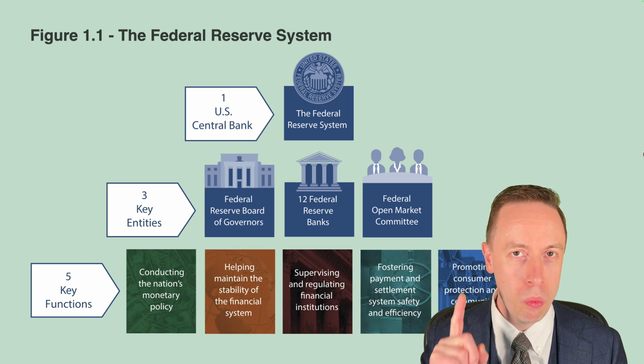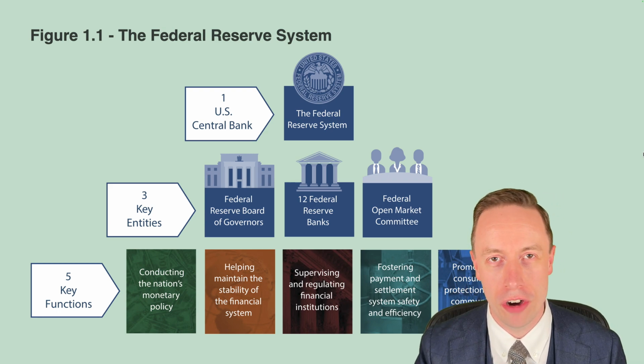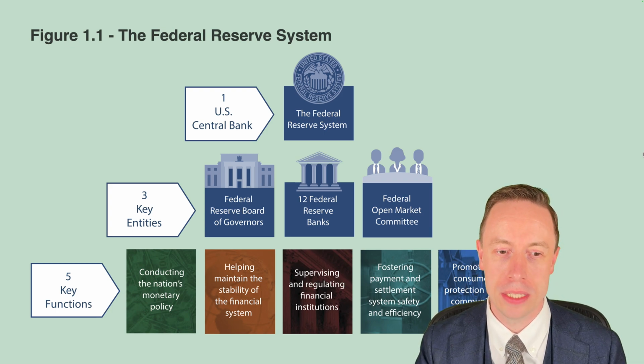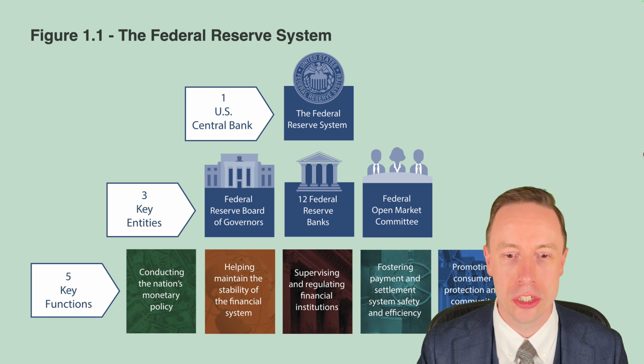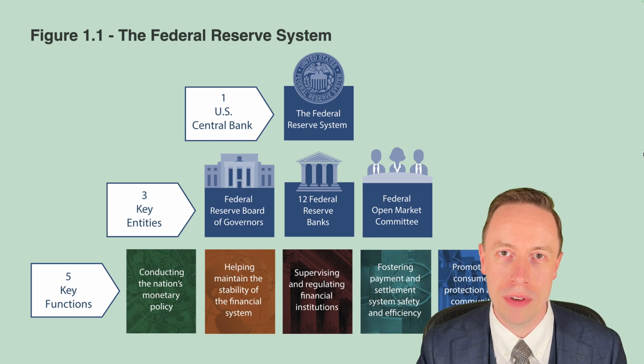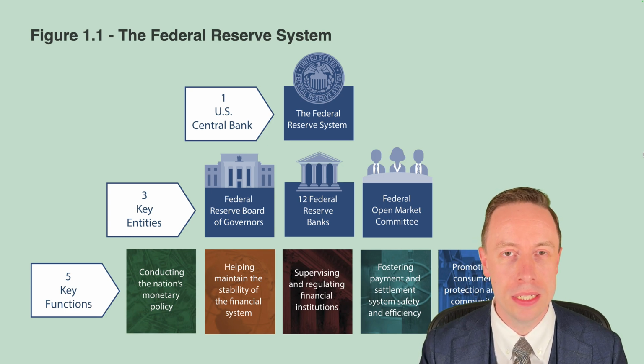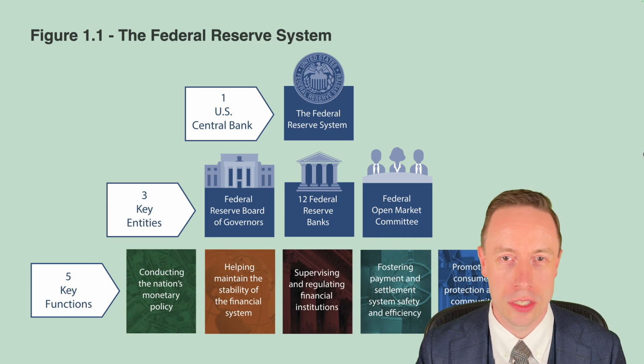But that's only one of the 5 key functions of our Federal Reserve System. The system also is tasked with maintaining the stability of the overall financial system, as well as supervising and regulating individual financial institutions. Along with that, it's responsible for a large part of payment system settlement and clearing in our country. And finally, it engages in direct community development and consumer protection as well.